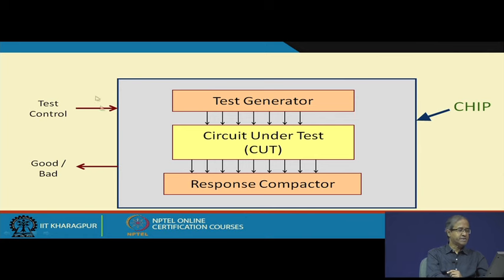So, this is how the inside of my chip will look now. Earlier we had only our circuit under test, but now we have a test generator, and we have a response compactor. We shall come to this a little later, why we need this. And externally, as I said, we need one control signal to start or activate the BIST operation, and one signal to evaluate the result of the test.